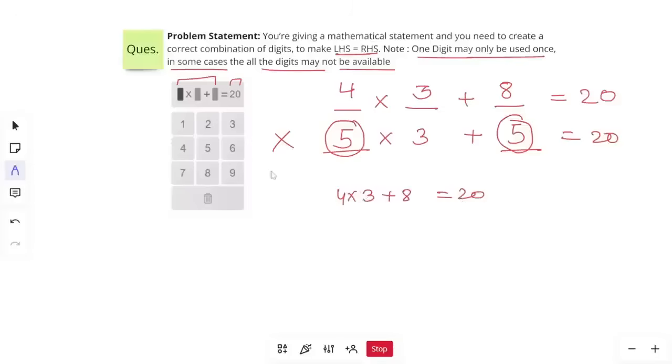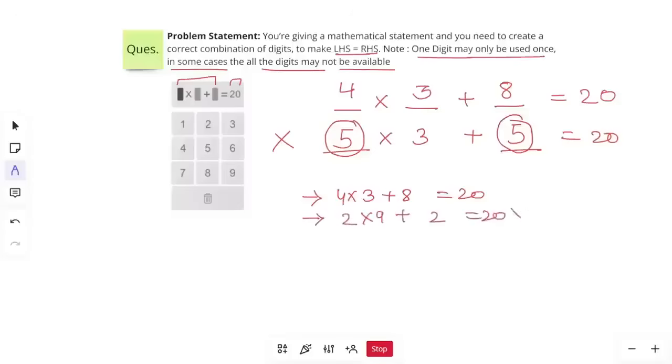Now the main important thing about this question is there can be more than one answer also. So you don't have to worry about that. I have found this answer, but there is another possible solution for this. So that is totally fine. There can be more than one answer. So I'll tell you what can be the other possible answers for this one. So it can be 2 into 9 plus 2 equals 20.